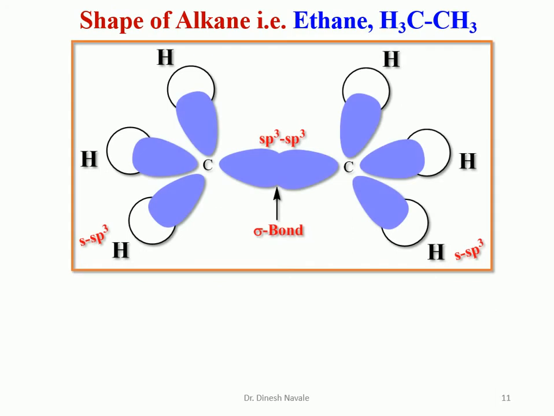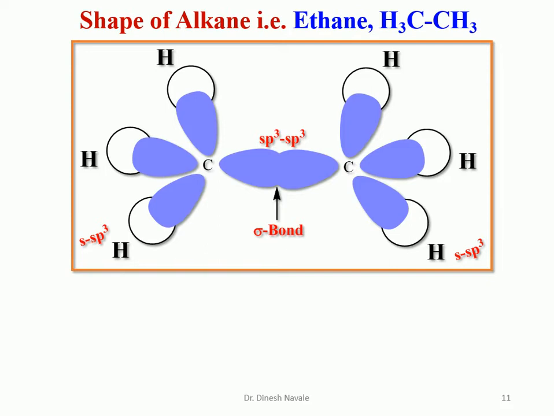So this is the ethane molecule. In ethane there is a carbon-carbon sigma bond as well as CH sigma bonds: a total of six CH sigma bonds and one carbon-carbon sigma bond. Since it is ethane, both carbon atoms exhibit sp3 hybridization. The carbon-carbon sigma bond is formed by the sp3 hybridized orbital of one carbon atom and the sp3 hybridized orbital of the other carbon atom.